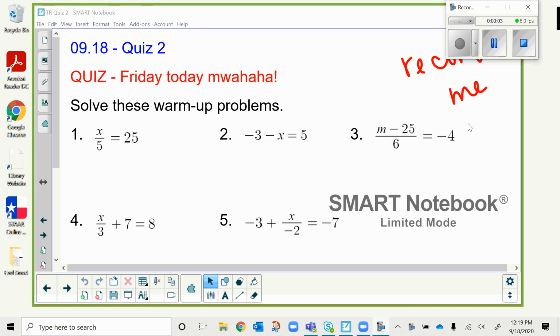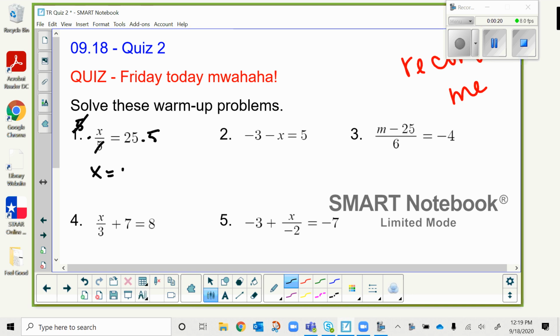All right, number one, super easy. If I have x divided by 5 and I'm trying to solve for x, I do the inverse of divide by 5, which is multiply both sides by 5. So 5 on top cancels 5 on bottom, leaving me x equals 125. Right?